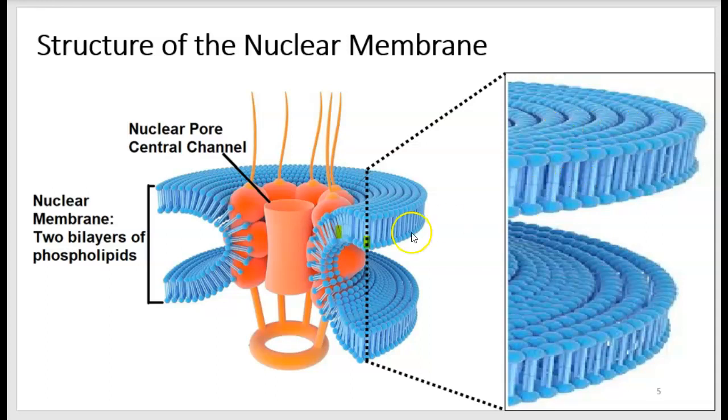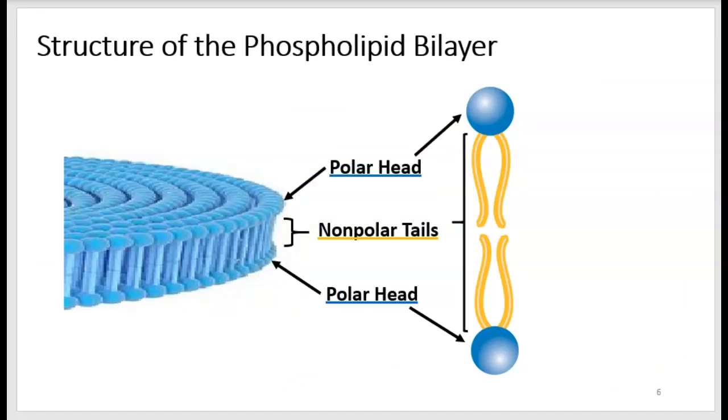So I just want to stress one of these phospholipid bilayers on the next slide so that you understand that a bilayer, a phospholipid bilayer, has two phospholipids facing each other. If you recall in the lecture on lipids, we looked at the structure of phospholipids. They have a phosphate group attached to one fatty acid, which makes it polar. So that's what the blue balls are, the polar heads.